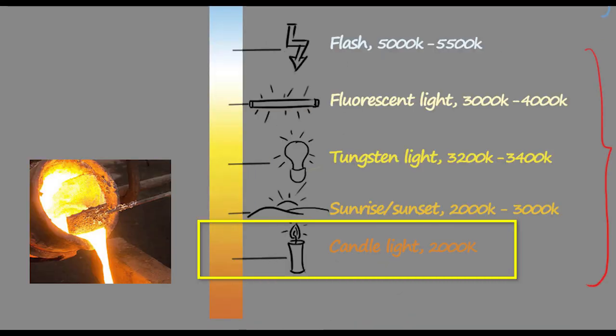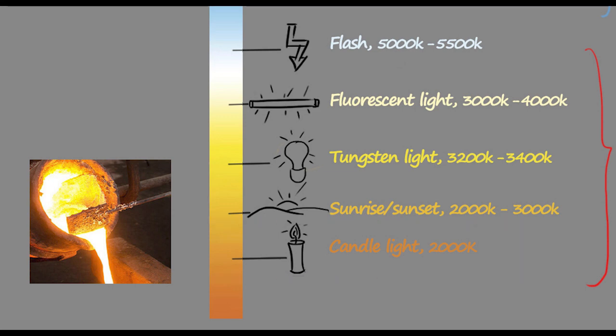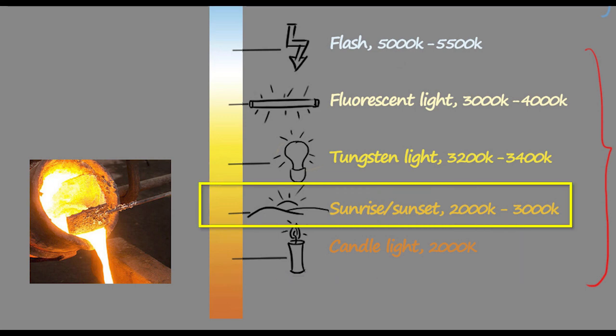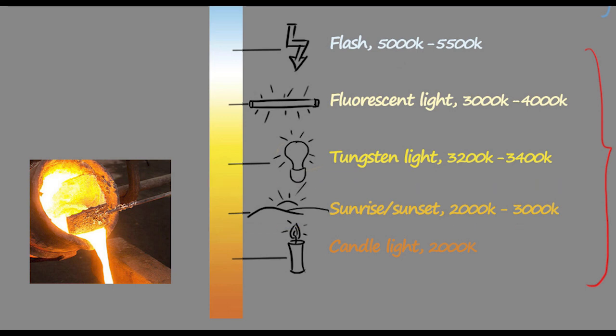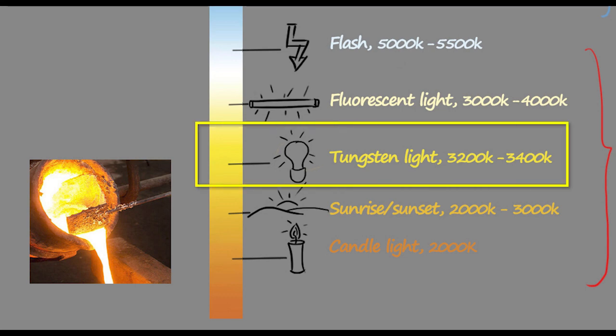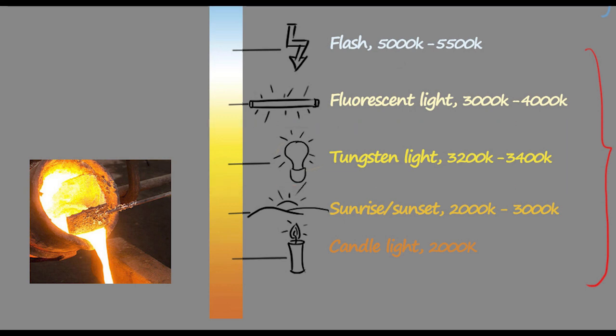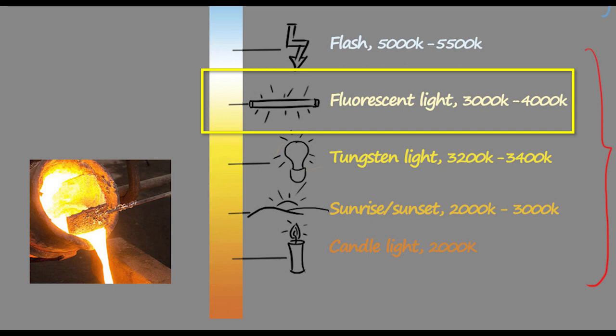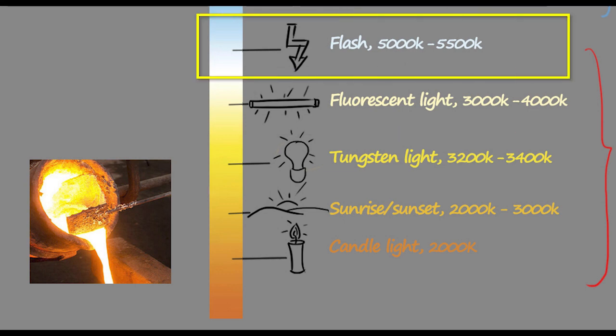When a metal is heated to around 2000 degrees, the color of the light that it radiates is similar to the color that candle light radiates. When more heat is applied, between 2000 and 3000 degrees, the color of a heated metal is similar to the light of sunset or sunrise. When you add more heat, around 3000, this light is similar to tungsten light. Around 4000, it's similar to fluorescent light. Around 5000, it's similar to flashlight.